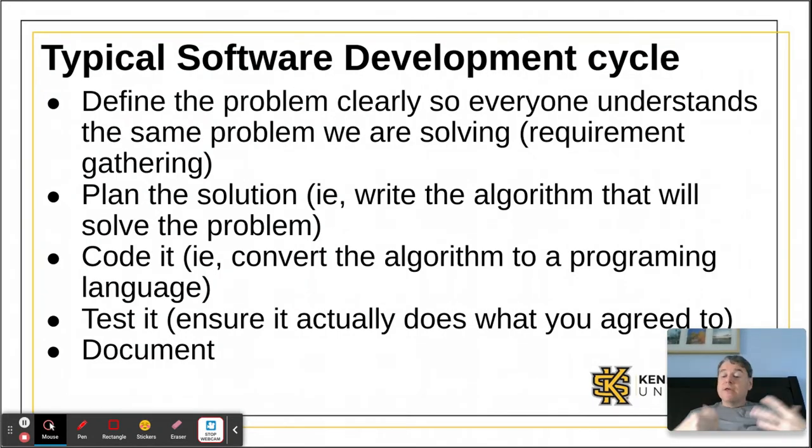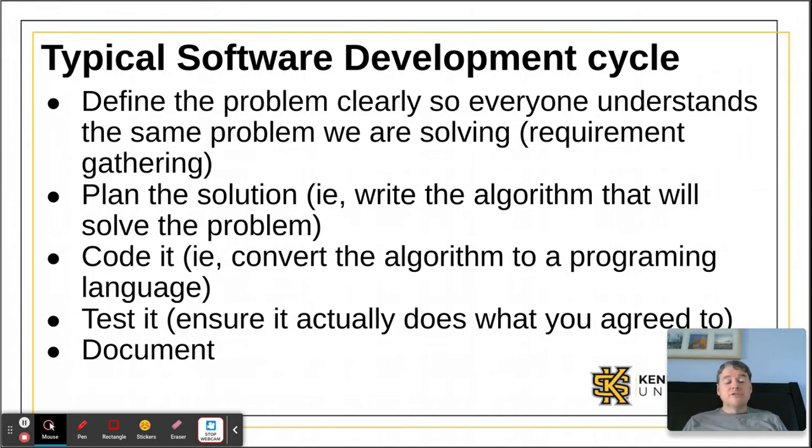All right, next up, we're going to talk about the typical software development cycle. People develop new applications, new apps on phones, new games all the time. So, how do they go about doing that? Well, there's a couple of phases to software development. Usually, the first phase involves coming up with a clear understanding of what problem it is that you're trying to solve.